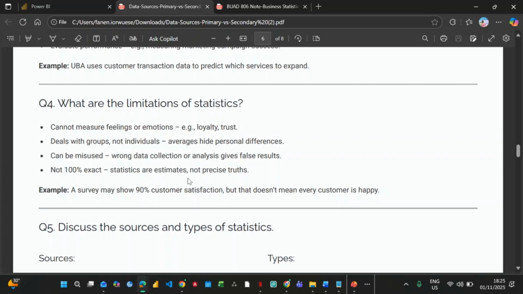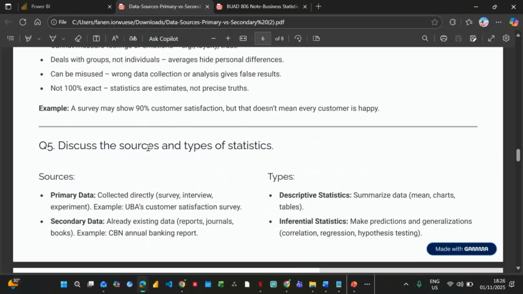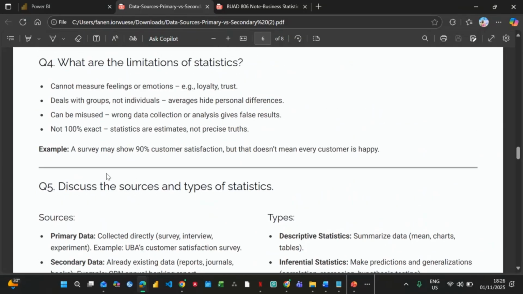Statistics are estimates, not precise truth. We have said this before, and the lecturer also talked about this. So it is not giving us the real truth, it's giving us estimated values. Just like a survey may show 90% customer satisfaction, but that does not mean every customer is happy. It showed 90% based on the data they collected. You get?